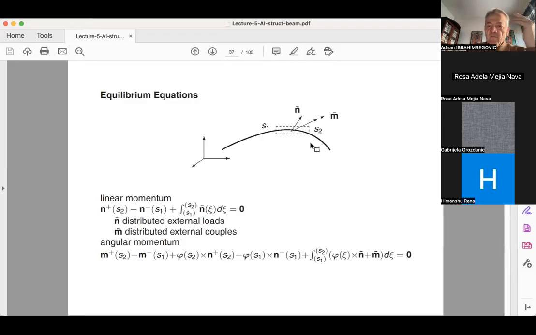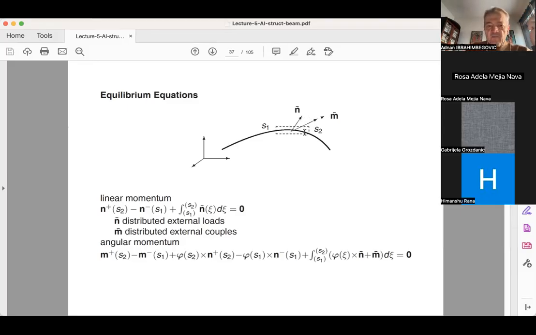And then I have to look into what kind of loading could be applied to this beam. So n bar could be a distributed load. It could be in any of three different directions. And m bar could be a distributed moment. So since you have a beam, you can have not only distributed loading, but also distributed moments.